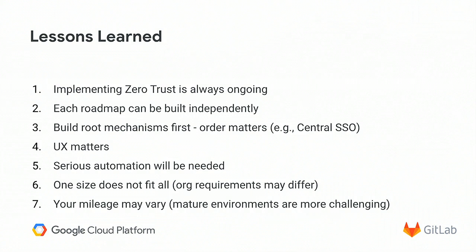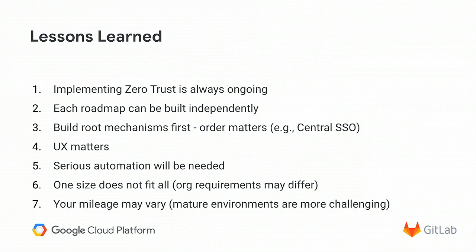First thing to remember, it's an ongoing exercise. You're always going to get new users, new devices, new endpoints. Every single time that happens, that information needs to be updated in your databases, in your decision process. Who gets access to what and with what device? That's always ongoing. Build each roadmap independently, but figure out what buckets you're going to have first. That will be the most efficient process to use.